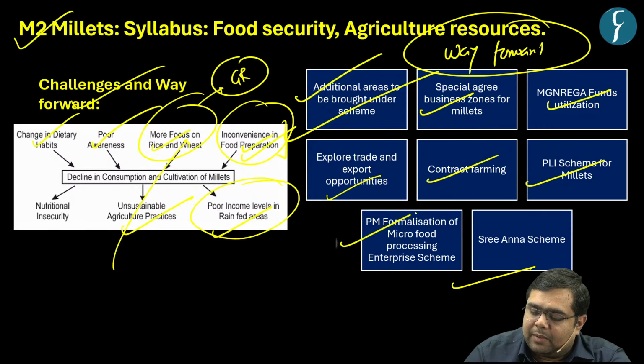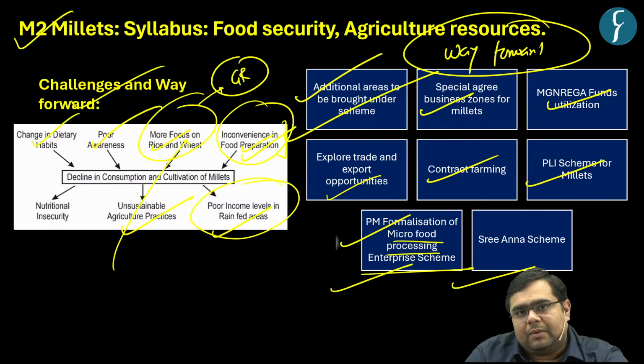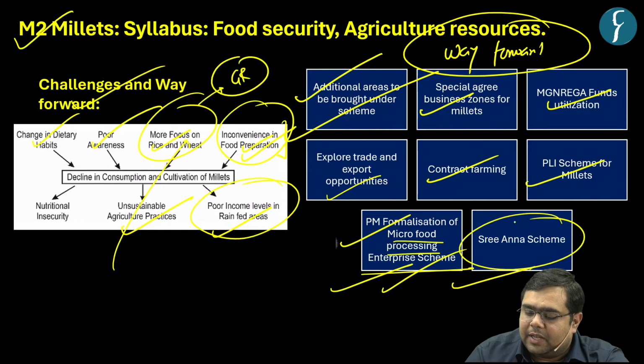Then there is the Pradhan Mantri Formalization of Micro Food Processing Enterprises scheme, the PMFME scheme, which has a special component for micro food processing. Why micro food processing is important is that a grand level of food processing is not required for these products, right? The level of food processing required for, let us say, setting up a huge flour mill or rice mill is different. Micro food processing units can be set up for these millets.